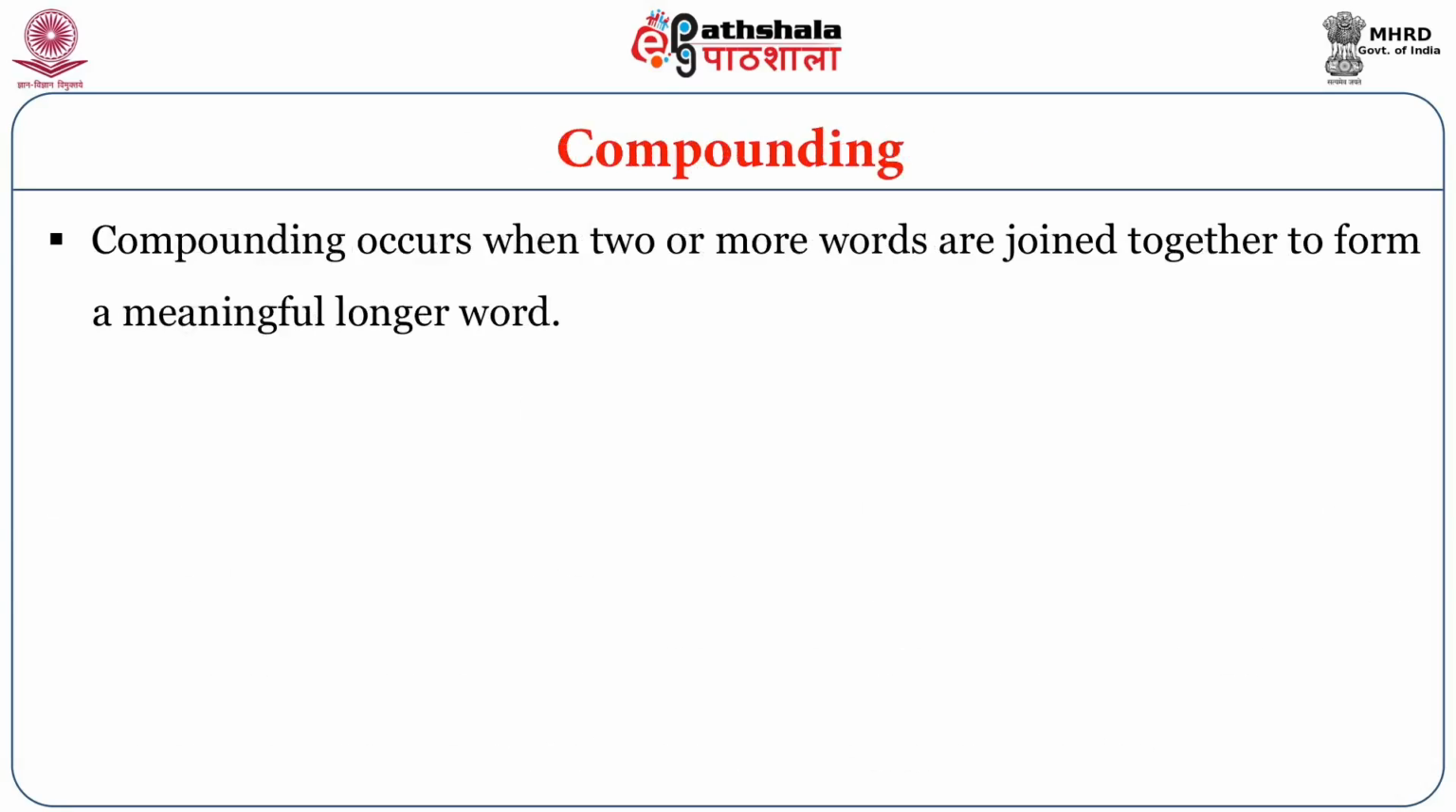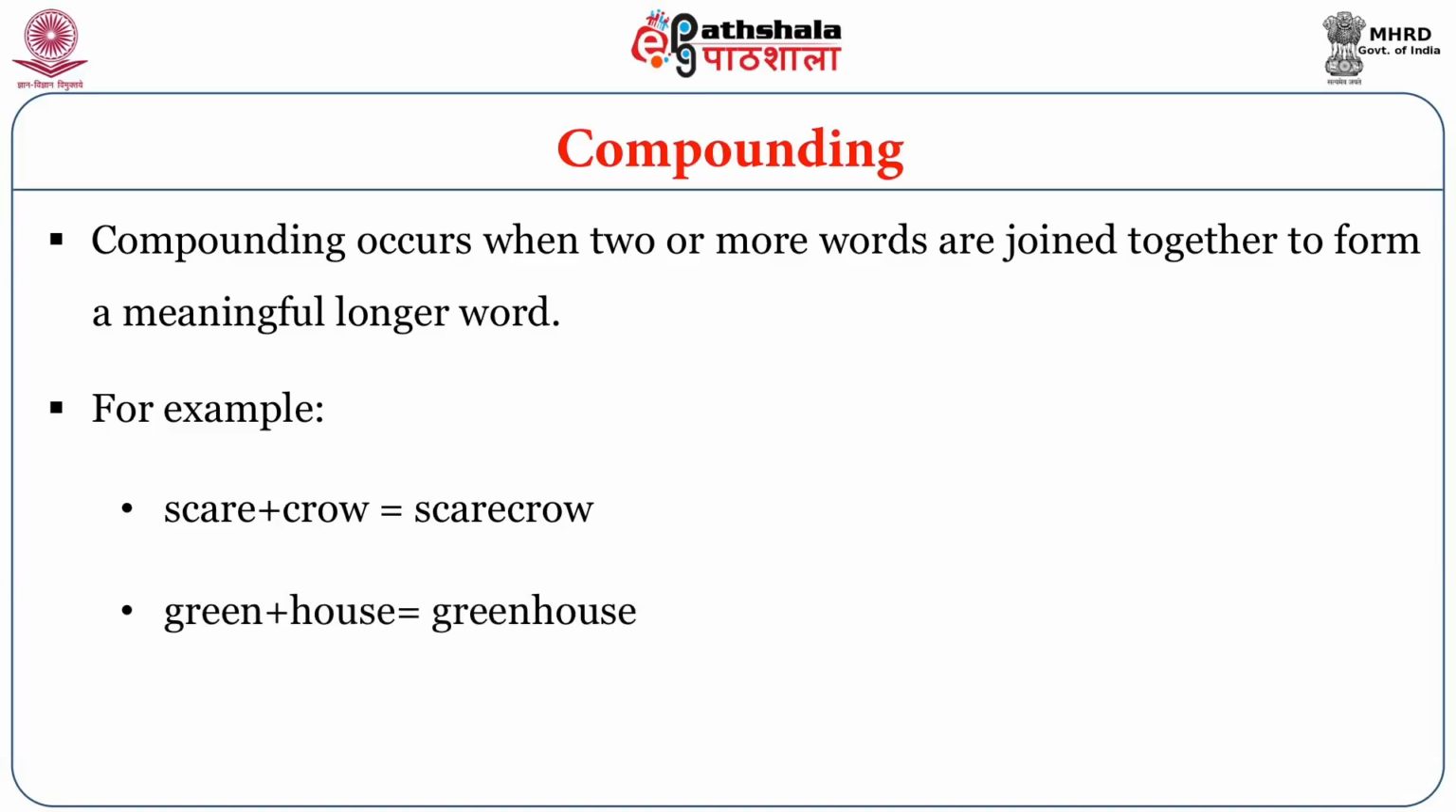Now, what is compounding? Compounding occurs when two or more words are joined together to form a meaningful longer word. Like when we say scare, we say crow. These are two different words. But when we put them together as scarecrow, it presents altogether a different meaning. When we say green, it's a color. When we say house, it's a different object. But when we say greenhouse, it's an altogether different object. In the same way, maid and servant becomes maidservant, bitter and sweet becomes bittersweet. So there are so many compounding words which give you one extra word made out of two different words.